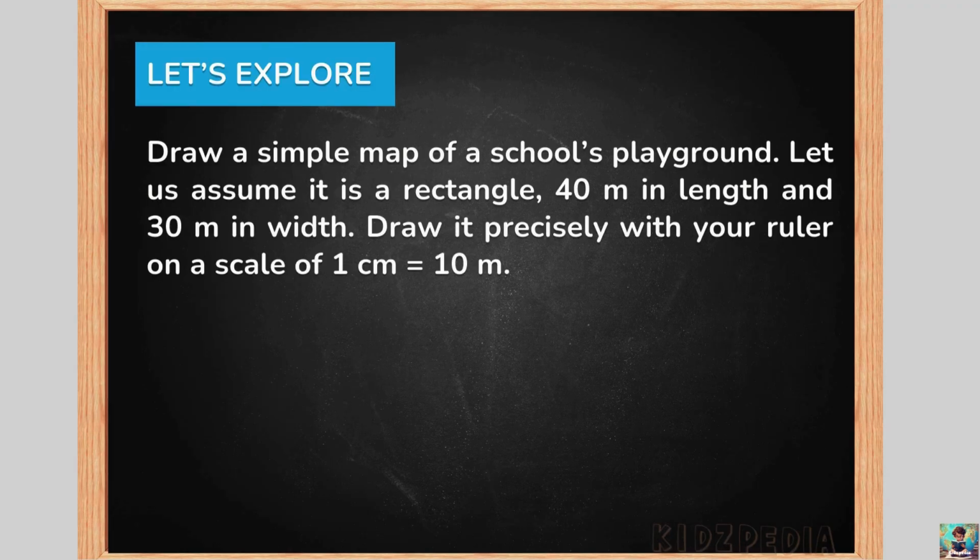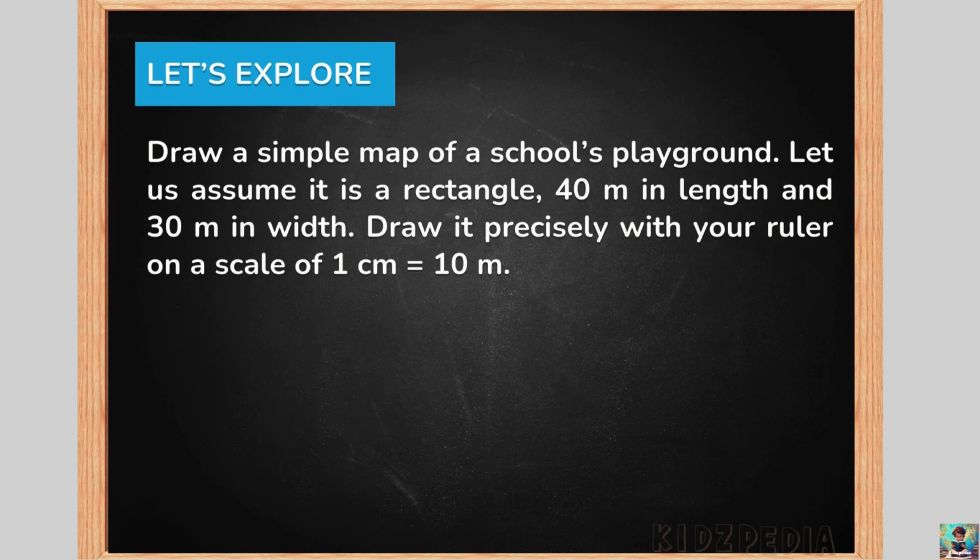Let's explore. Draw a simple map of a school's playground. Let us assume it is a rectangle, 40 meters in length and 30 meters in width. Draw it precisely with your ruler on a scale of 1 centimeter equal to 10 meters.